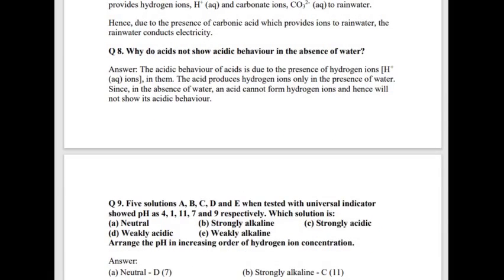Now coming to the next question, which is why acids cannot show acidic behavior in the absence of water. Since we know the acidic behavior of the acid is due to the release of hydrogen ions in a solution. But when water will not be present, how can an acid generate hydrogen ions? So in the absence of water, it does not form hydrogen ions and cannot show acidic behavior.